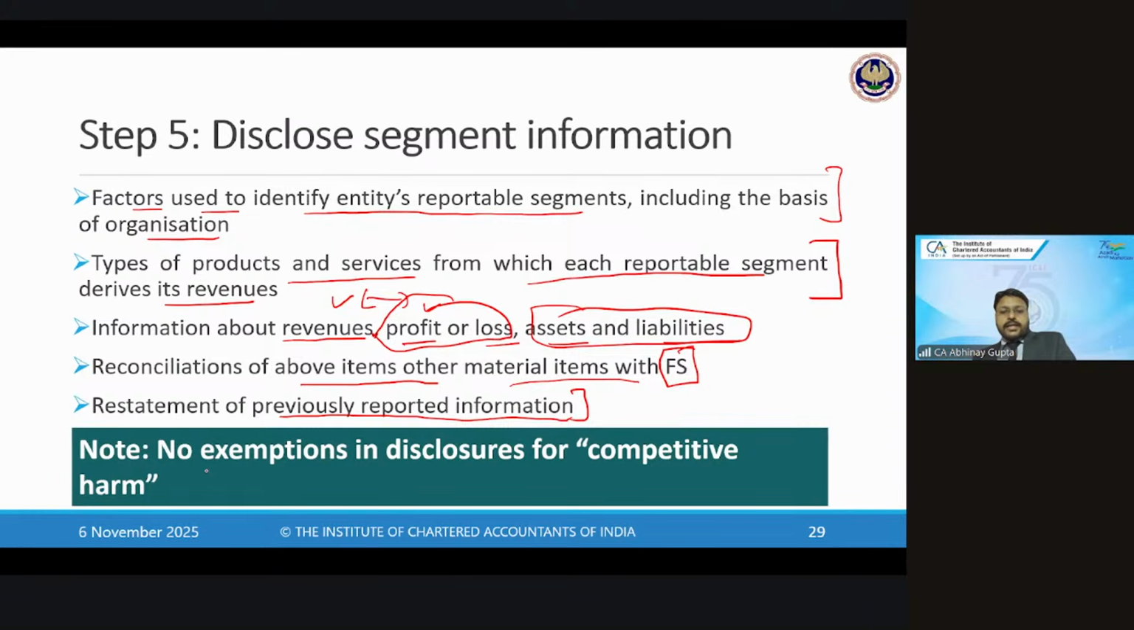The standard doesn't give any sort of exemptions, relaxations, or exceptions to any of its disclosures. So all the disclosures, whatever we are talking about here, are mandatory to be disclosed, right? We cannot skip any of them, saying that if a competitor reads our segment information, they will harm the company by strategizing their product policies better. Because of competition, we cannot hide any disclosure in our financial statements that the standard is clearly asking us.